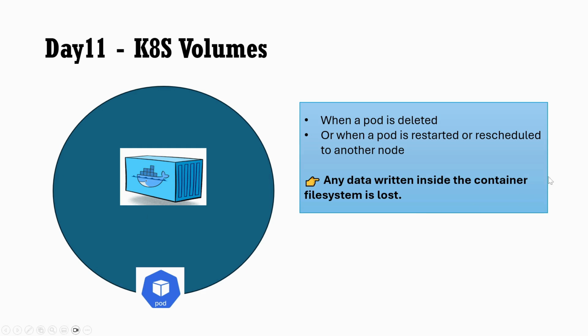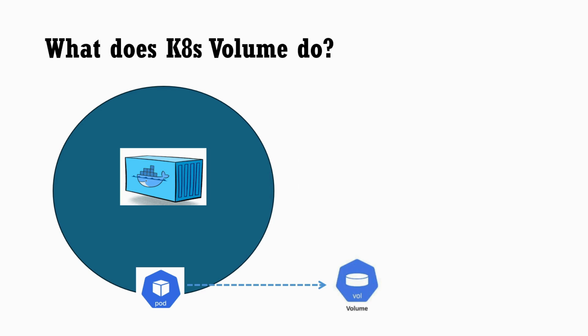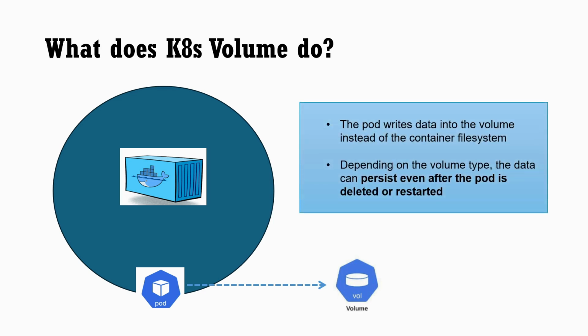To solve this problem, we attach volumes to pods. So what does a volume do? When a volume is attached, the pod writes data into the volume instead of the container file system. Depending on the volume type, the data can persist even after the pod is deleted or restarted. Now let's understand this with a practical example.